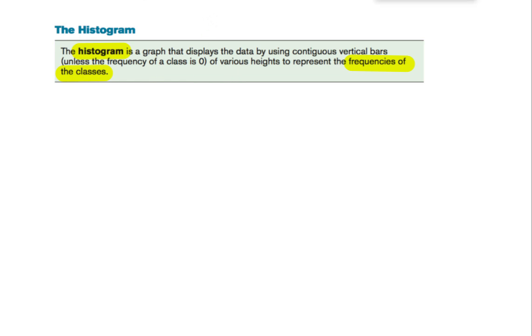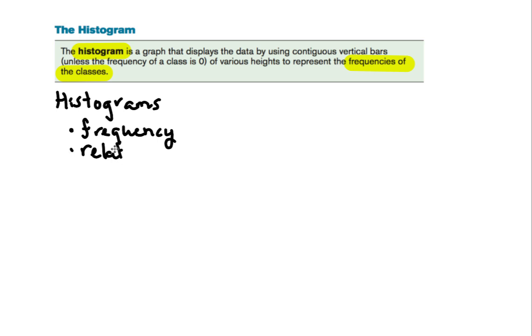There are two main ways to construct histograms. You can construct a histogram using your frequency table or using your relative frequency. Remember, relative frequency is where we found the percent, the decimal, the fraction.